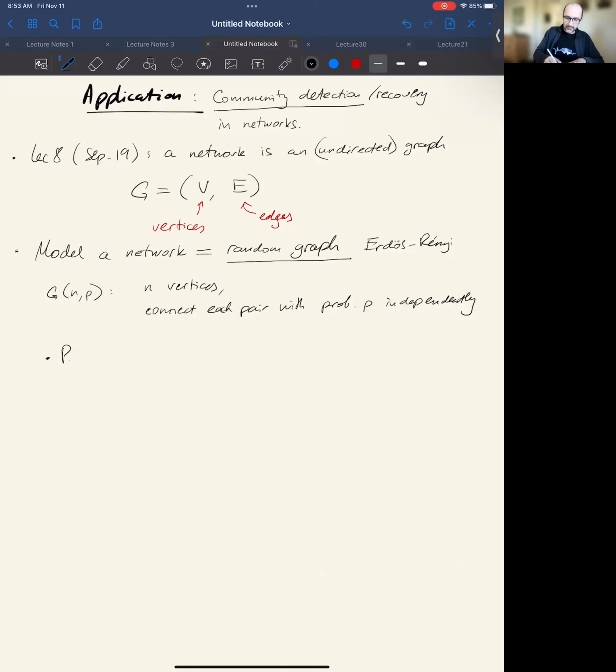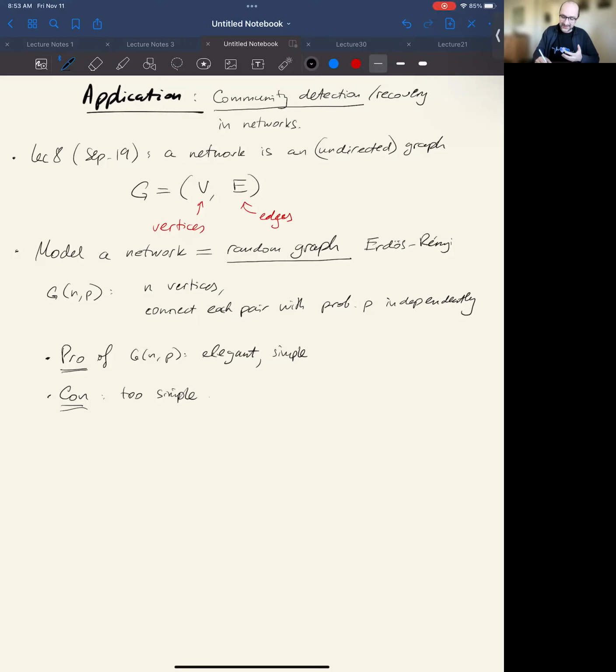So the advantage, the pros of this model GNP is that it's an elegant model. It takes me just one sentence to describe it. It's very simple, simply organized. It's just two parameters, n and p. That's it. But this also is a disadvantage. The con of this model is that it is too simple.